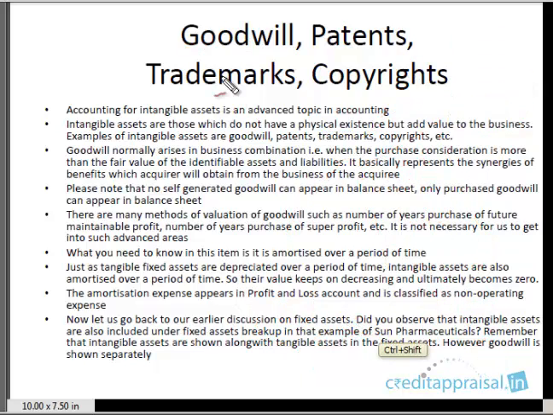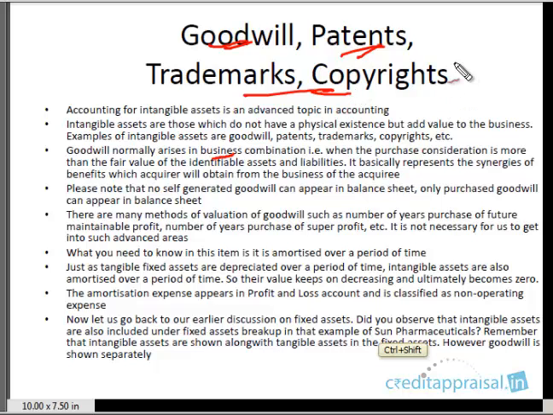Similarly, patents are where you own a particular product or a particular process. You are the exclusive holder of that product or process, so no one else can manufacture that product or use that process. Similarly trademarks and copyrights. All these are intangible assets because they don't have a physical existence. So usually what you normally see is the goodwill. Goodwill is something that occurs in the case of amalgamation, business combination. This is mergers and acquisitions, again an advanced concept, but that is where you actually get this goodwill.